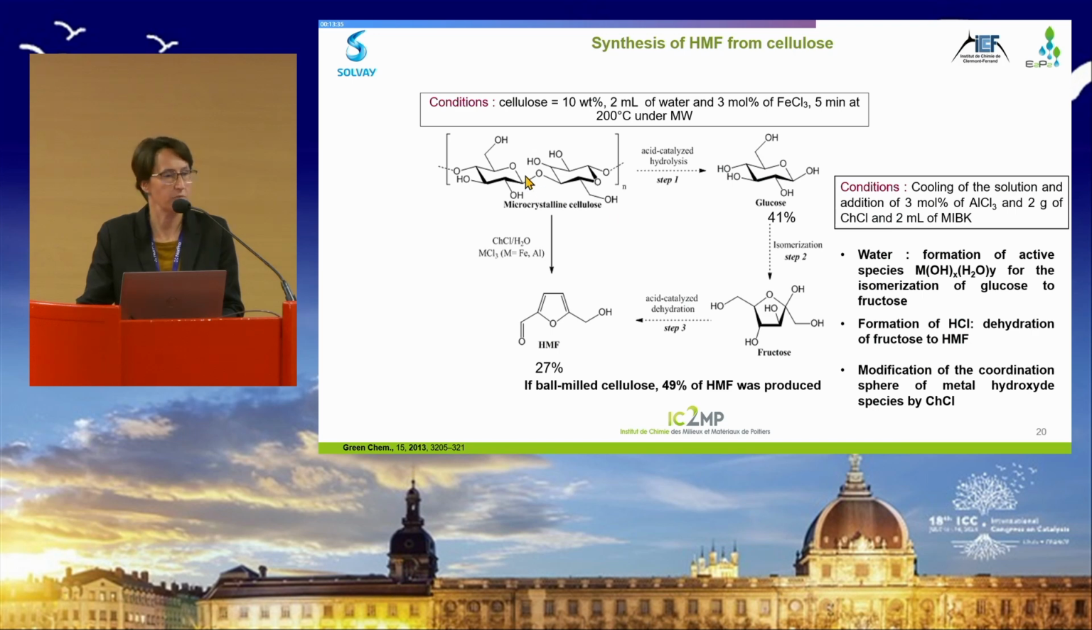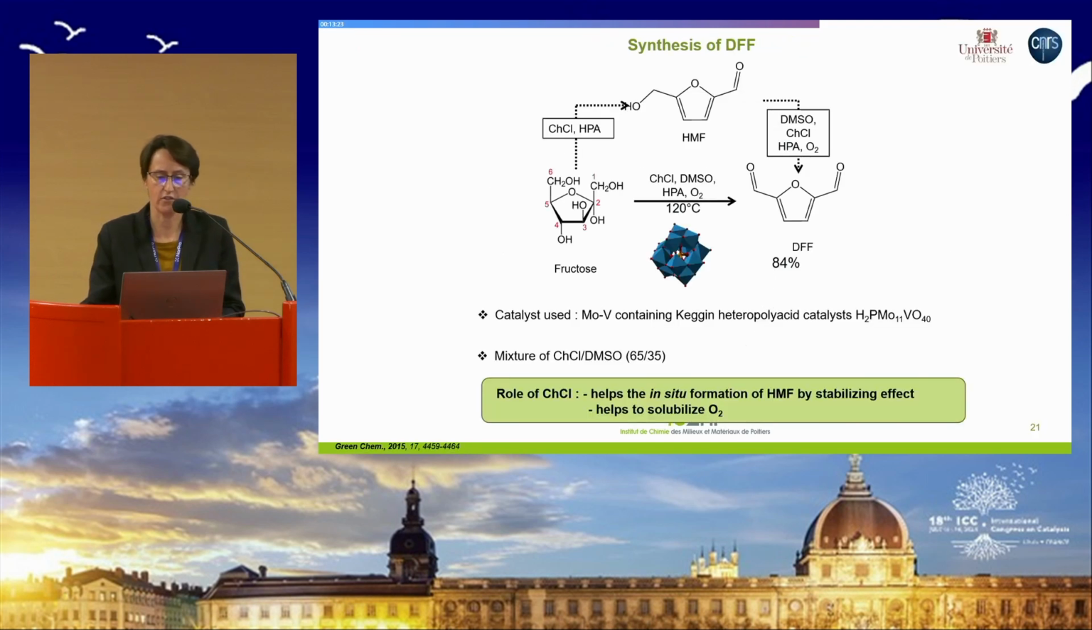And if we combine with ball milling, you do a pretreatment of cellulose, which means that you decrease the crystallinity of cellulose. We managed to obtain 49% HMF yield. We continued on that. It was a period when we were working a lot on HMF and what we can do with HMF. And since we managed to produce HMF using choline chloride, we wanted to produce diformylfuran, which is an oxidized compound.